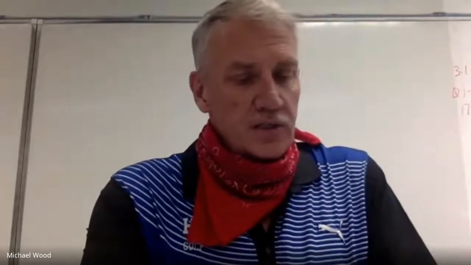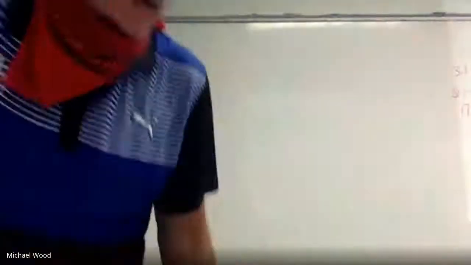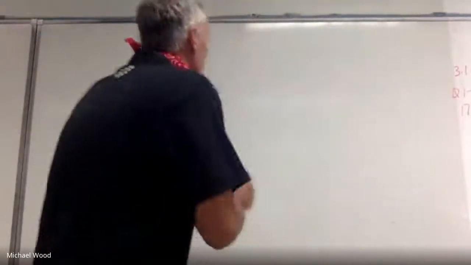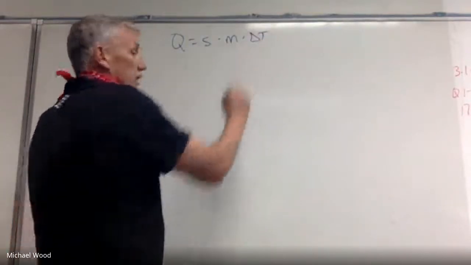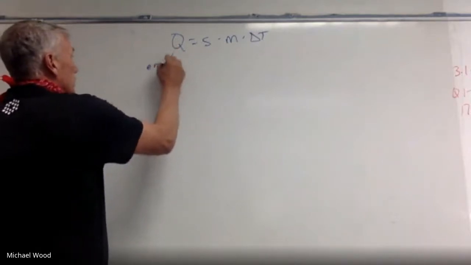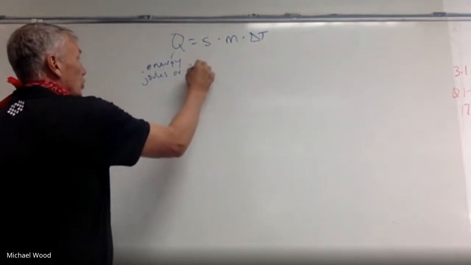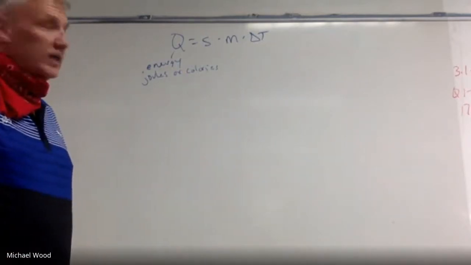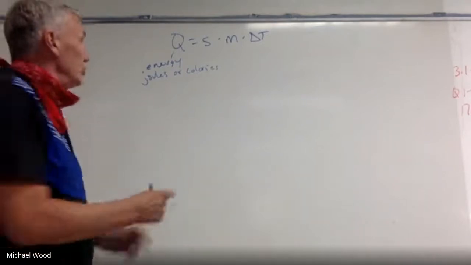Okay, so I'm on this handout that says specific heat. Remember what we learned in the notes. We talked about this thing called Q = smΔT. Q is energy, and this could be in joules or calories. On this worksheet, it could be either one. I will tell you though, from the book, it's always going to be joules, and so that means the test will always be joules.